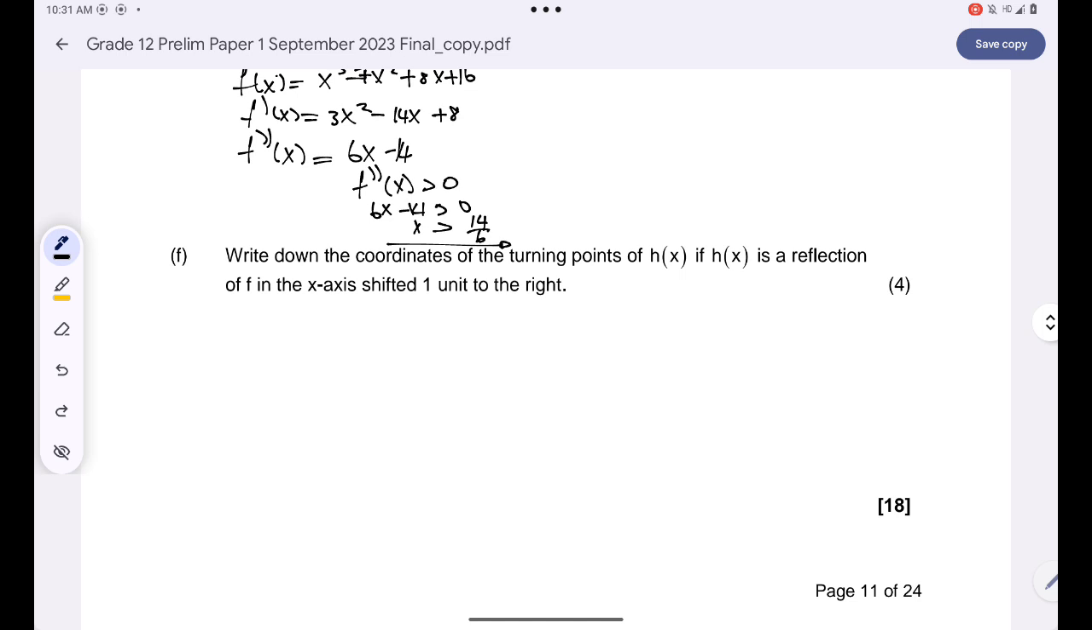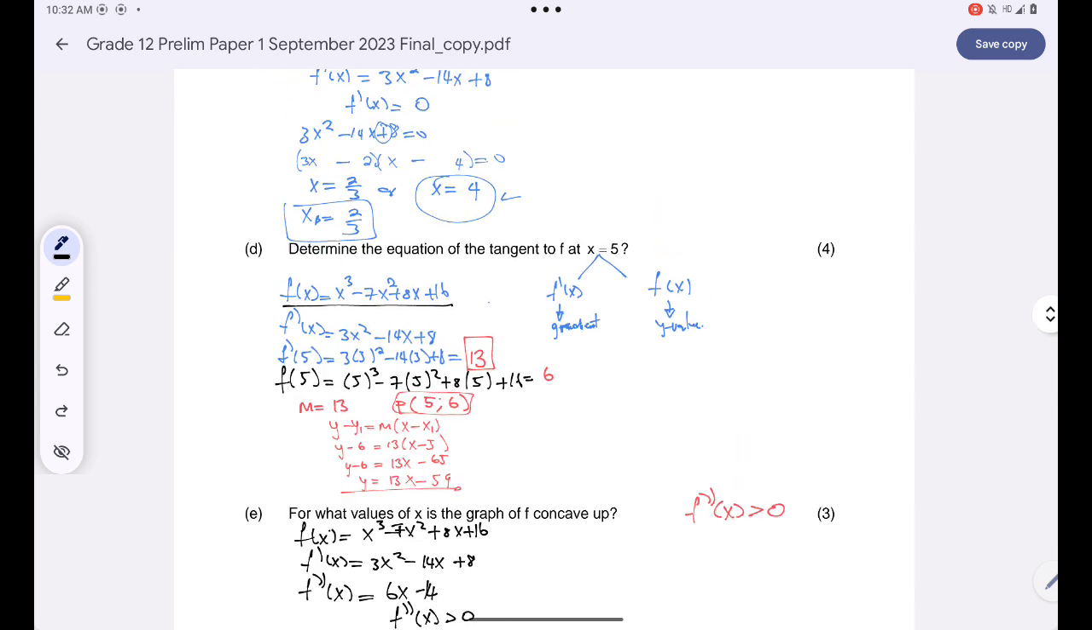Okay, and then now, guys, I must just write down the coordinates of the turning point of h. If h is the reflection of f of x in the x-axis, and our graph has to be shifted 1 unit to the right. We have two turning points over here, guys. They want us to write the coordinates of turning points. Turning point number 1 was given to us, that's 4 and 0. Then the second turning point, we know the x value is 2 over 3. Let's go and find the corresponding y value.